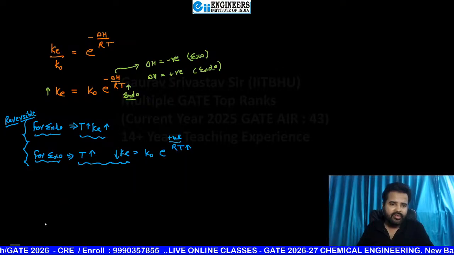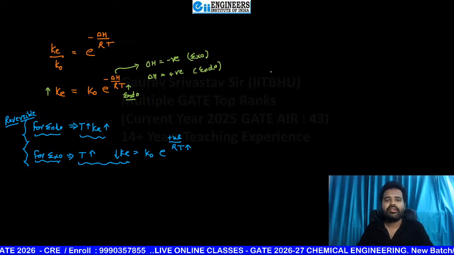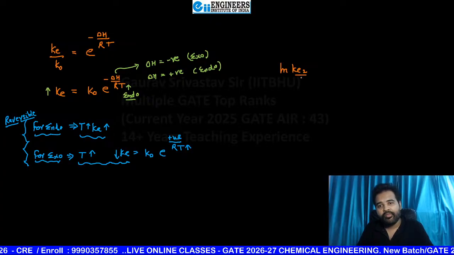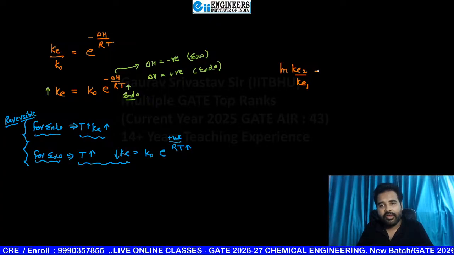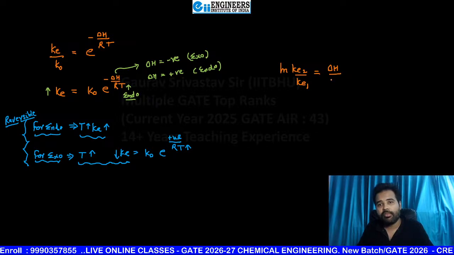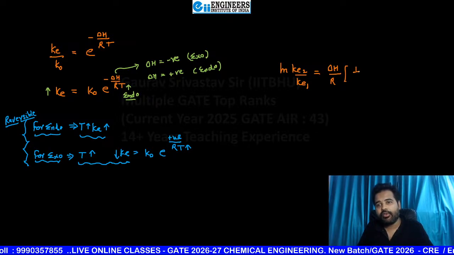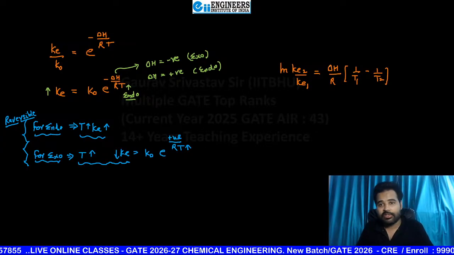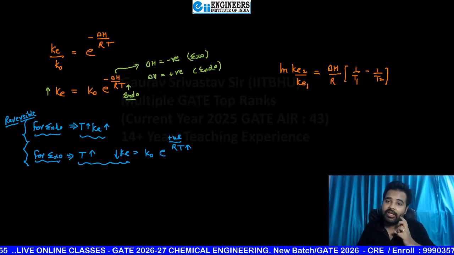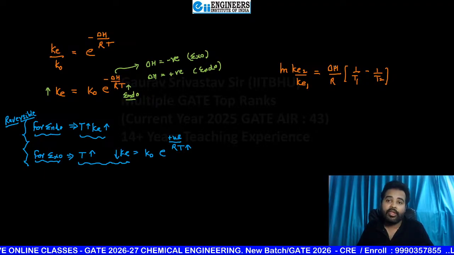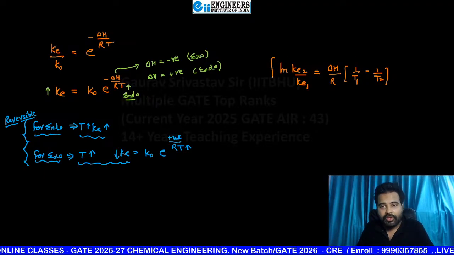But if you want to write, you can write in this way: ln of Ke2 upon Ke1 equals delta H by R, times 1 by T1 minus 1 by T2. And see beta, this is not mod of delta H, this is just delta H. That means if exothermic, a negative sign will be present here; if endothermic, positive will be here. Okay, so this beautiful relation is there.